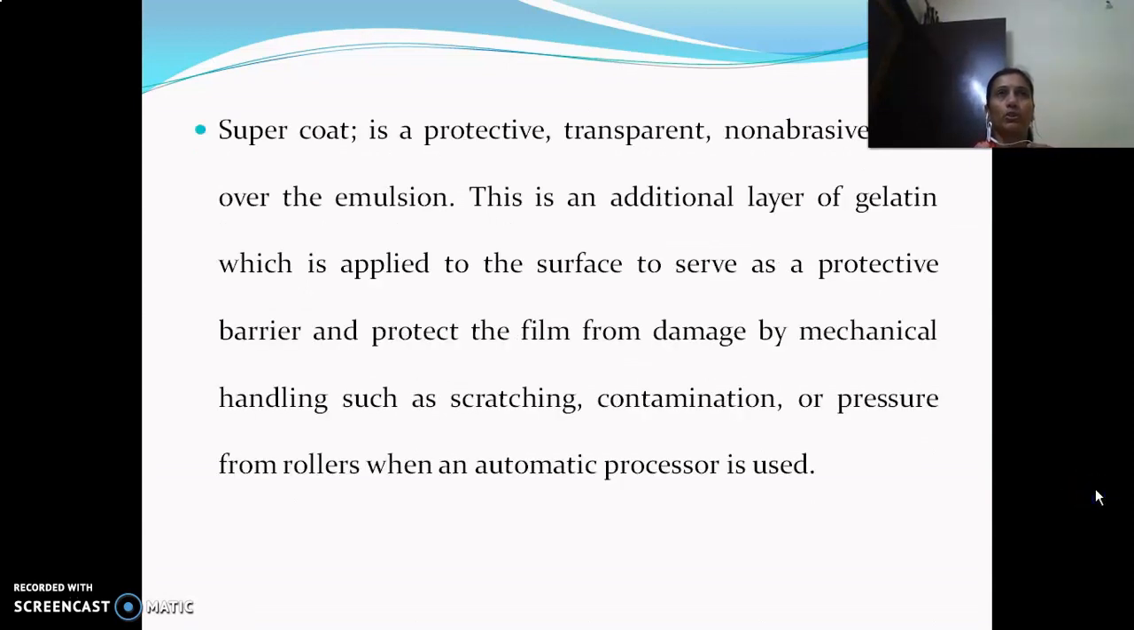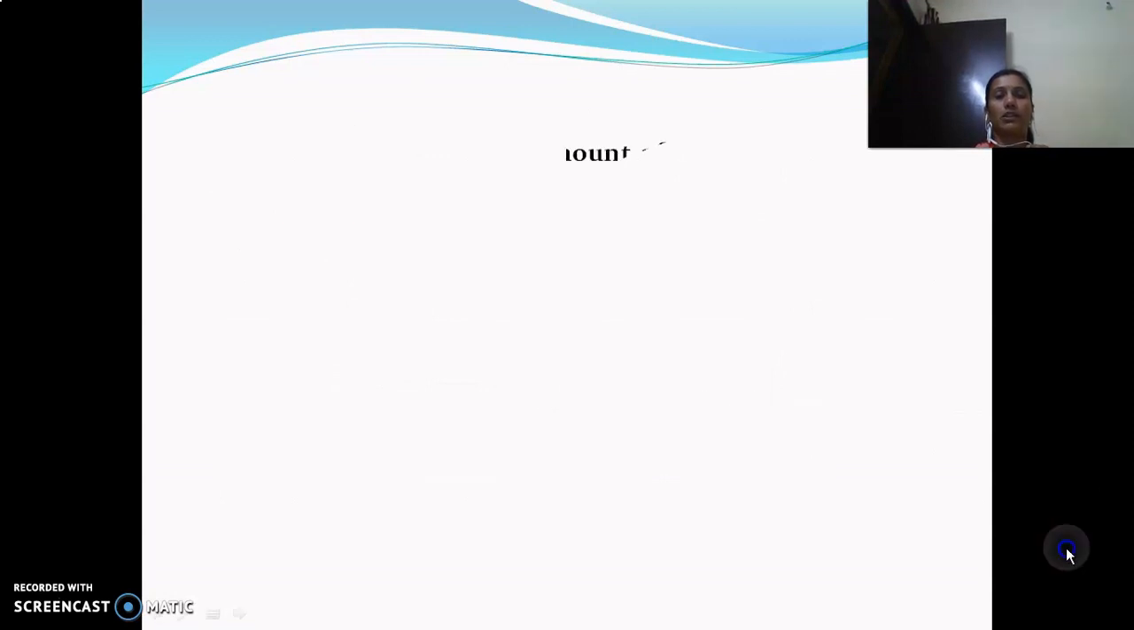The supercoat is a protective, transparent, non-abrasive layer over the emulsion. So this additional layer will serve as a protective barrier and protect the film from damage by mechanical handling such as scratching, contamination, or pressure from rollers whenever an automatic processor is used.